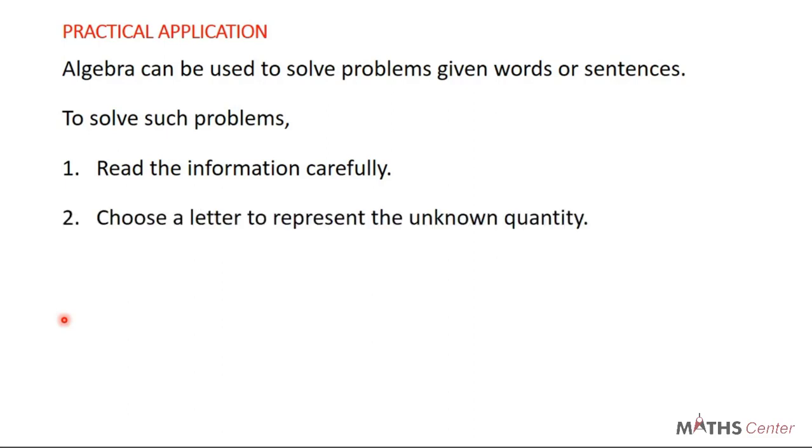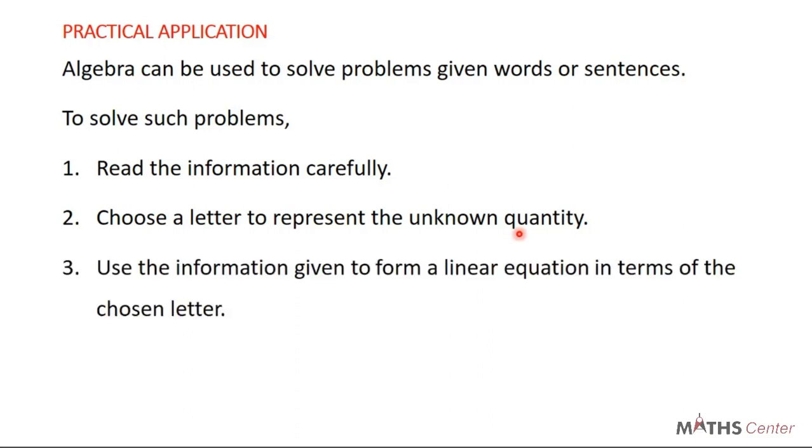Then, you choose a letter to represent the unknown quantity. Now, you will see that in these types of questions, you will be asked to find something. That is the unknown quantity. Maybe you'll be asked to find somebody's age, somebody's money, a certain number, or the number of something. That is what you don't know. That is what we call the unknown quantity. You choose a variable or a letter to represent that unknown quantity. I hope that is clear. So you always have to choose a letter or a variable to represent the unknown quantity.